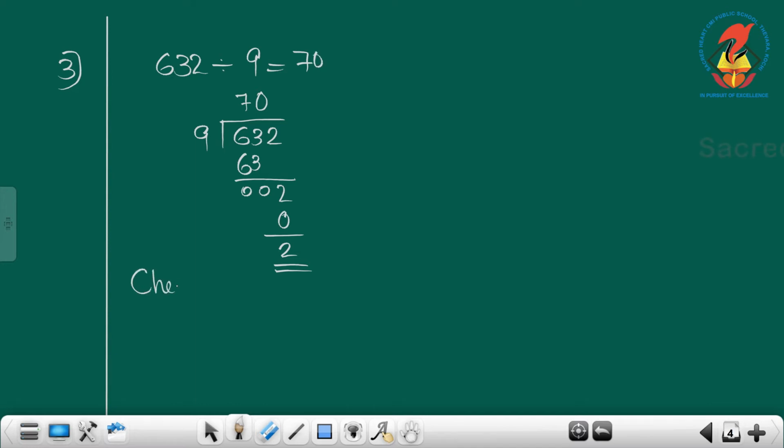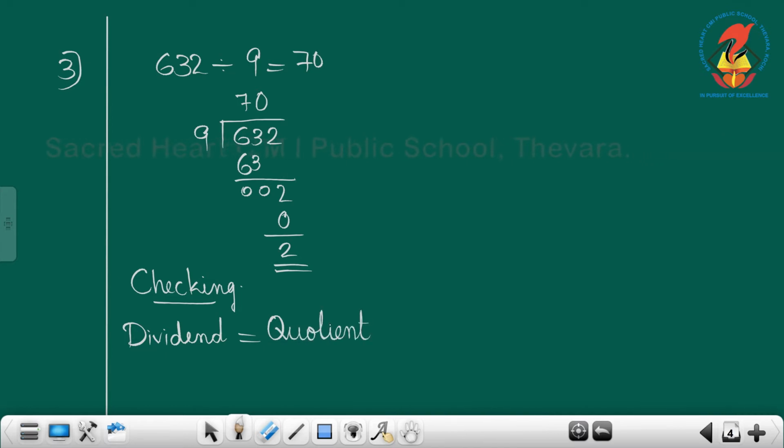Checking. Dividend is equal to quotient into divisor plus remainder.